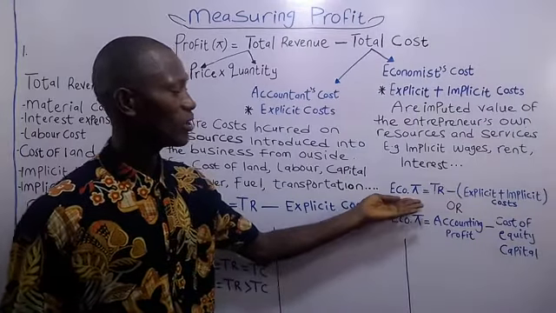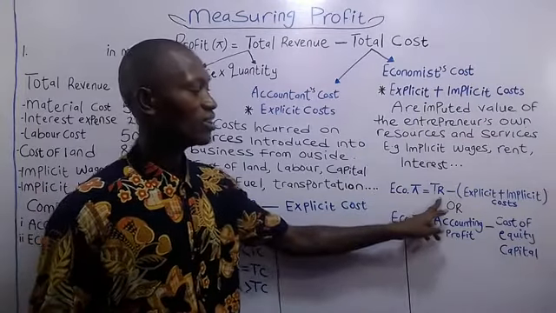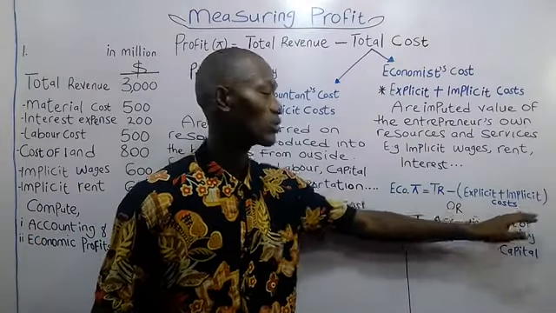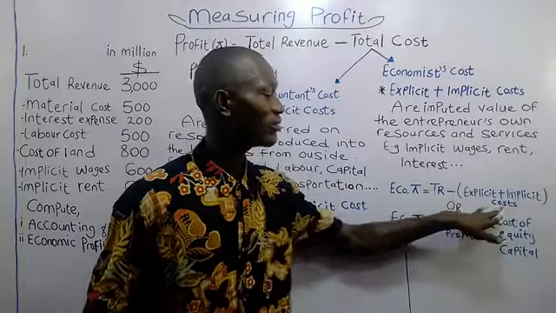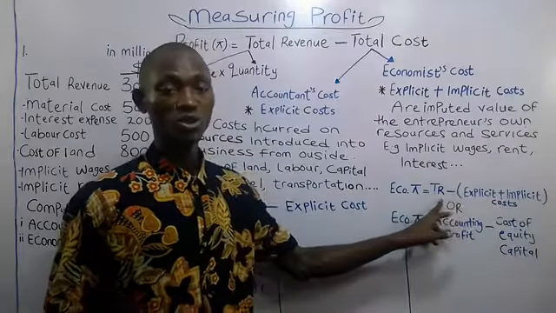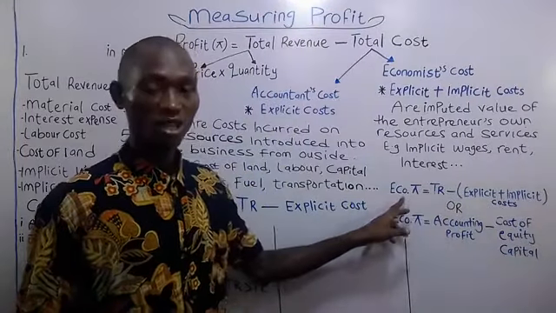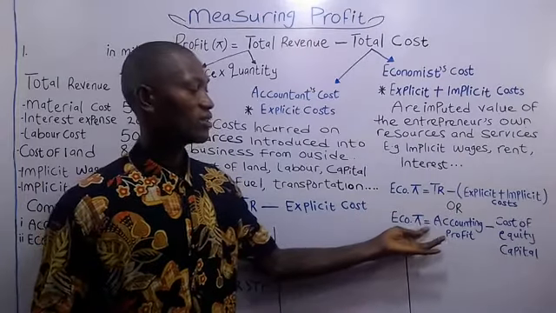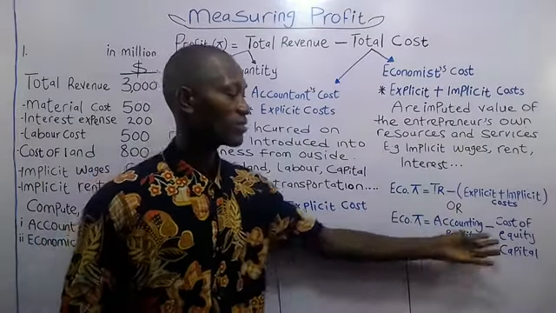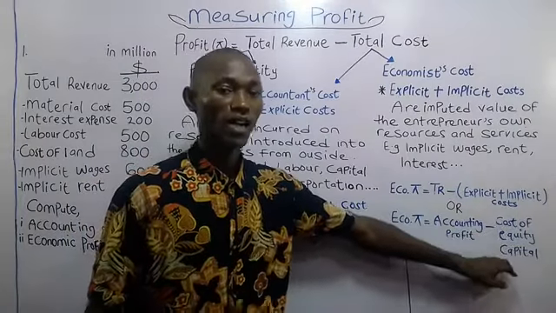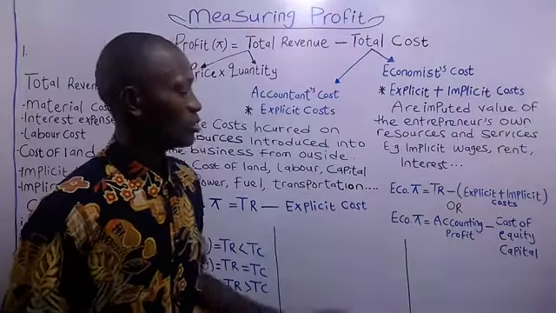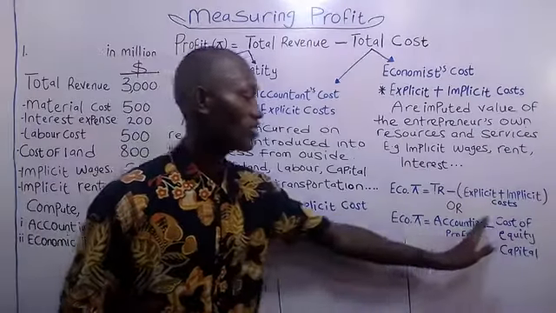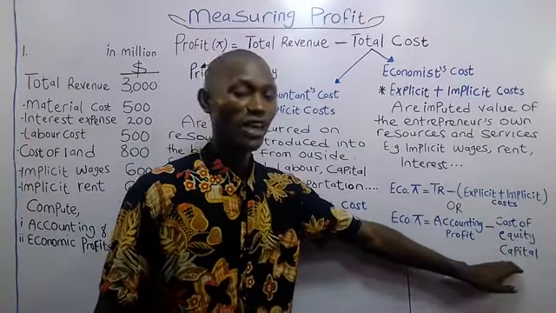So economic profit is total revenue less the addition of explicit costs and implicit costs. What you have after adding these two, you deduct from your total revenue. That will give you economic profits. Or economic profit is accounting profit less cost of equity capital. So the basic difference between accounting profits and economic profits is the cost of equity capital.